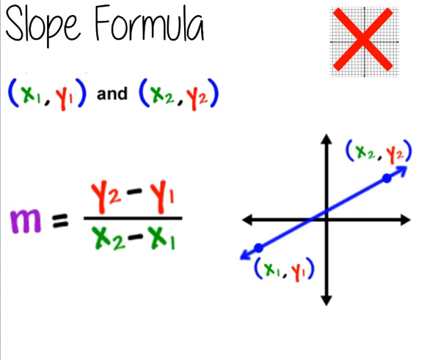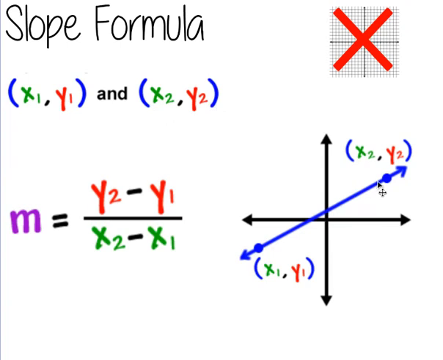So the slope formula says to determine the movement, the m, the slope between points, we would take y2 minus y1 over x2 minus x1. And I know that sounds crazy because there's y's and x's, but think of (x1, y1) as the first ordered pair you get, and (x2, y2) as the second ordered pair that you're given.